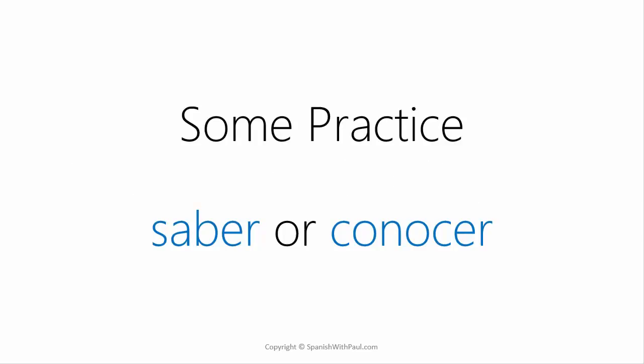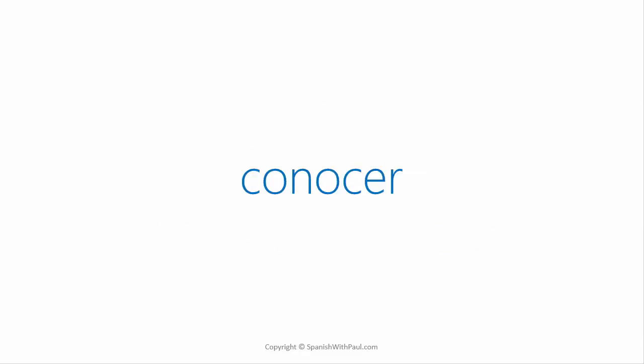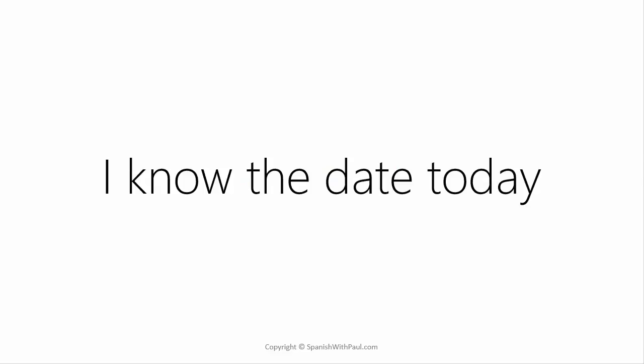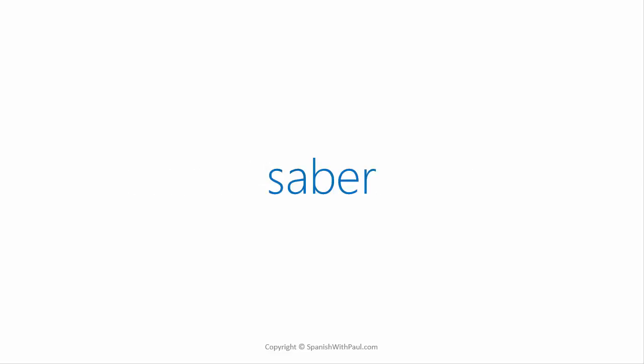What we'll do now is a little bit of practice. All you have to do is choose between saber or conocer for the following examples. I know him. This would be conocer because what we're saying is I'm acquainted with him, right? He's a person. I know the date today. This would be saber, right? Because it's information, something you know.